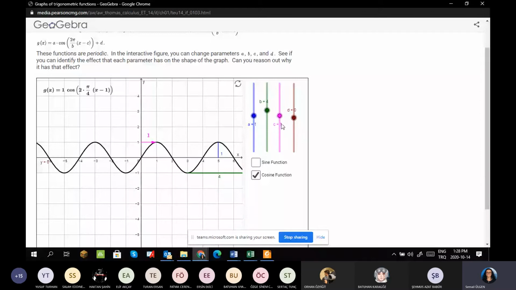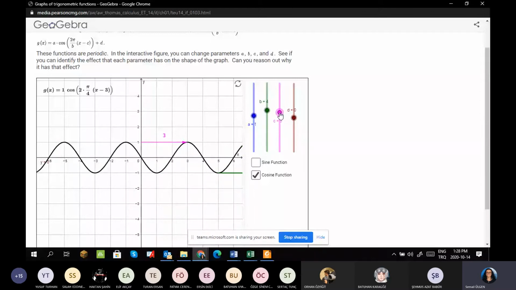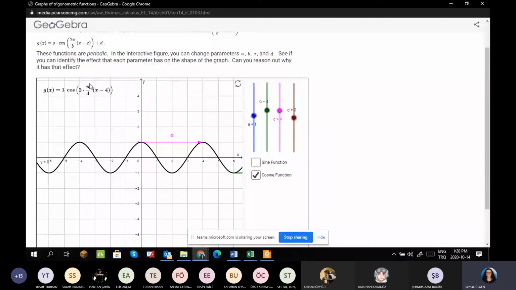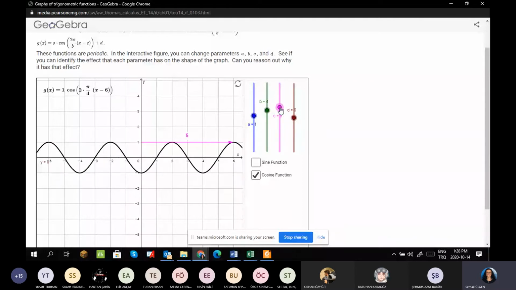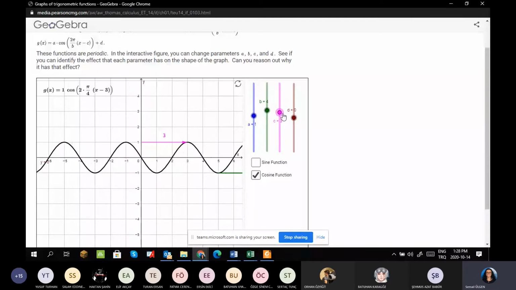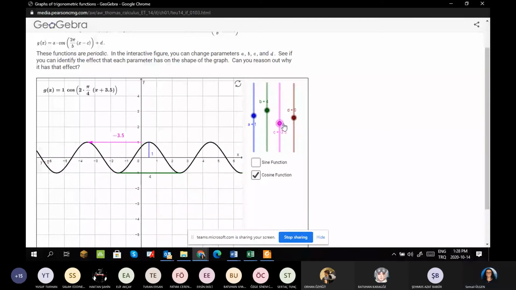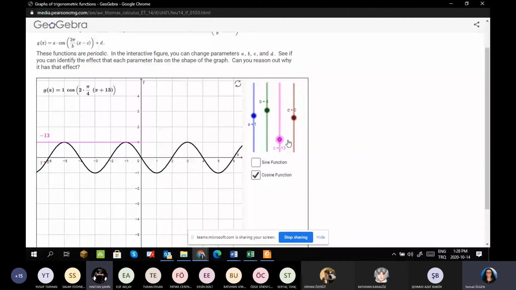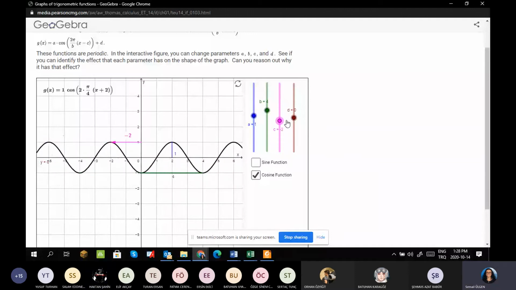And then c, what is c? C is the one that is added or subtracted from x. So it's shifting to the right, like this, it is shifting to the right. If you go the other way around, like this, it's shifting to the left. Do you see that?